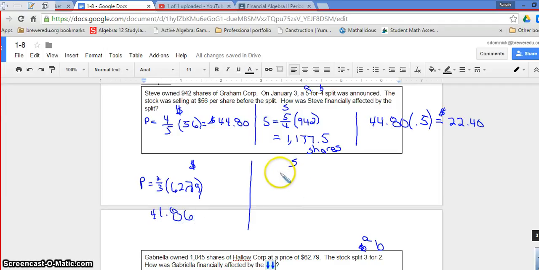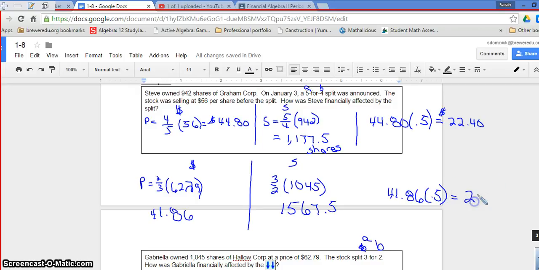Over here for your shares, you should do 3 over 2 times 1,045, and you should get 1,567.5. So again, you can't have 0.5 of a stock. You'll take the new price, $41.86, and multiply it by 0.5. She can't have a fractional part or a decimal part, and this is the amount that she will get a check for. She'll get a check for $20.93, and she will no longer own that fractional part.